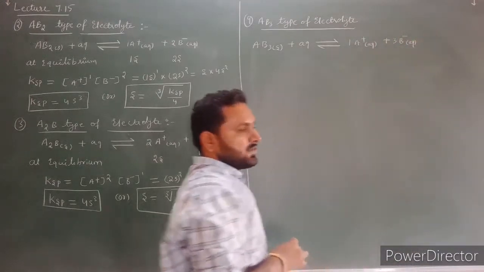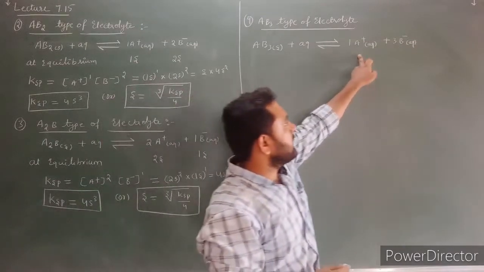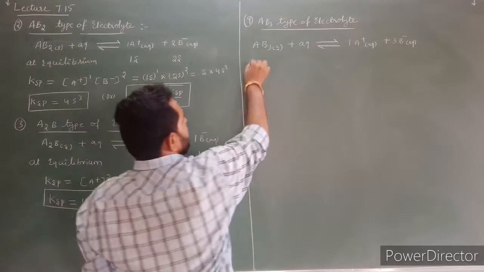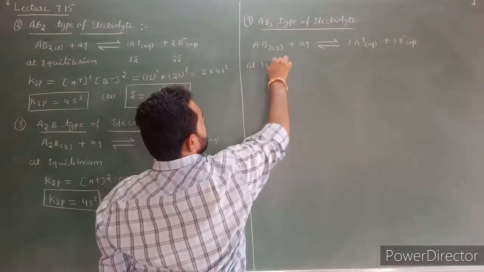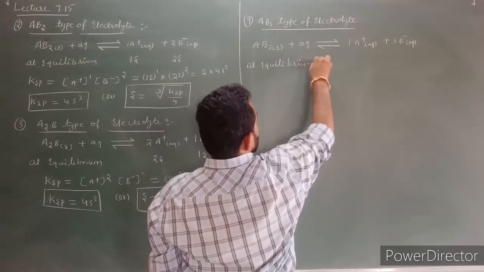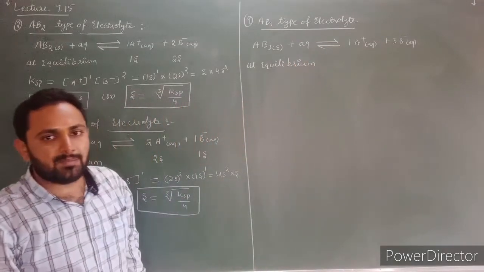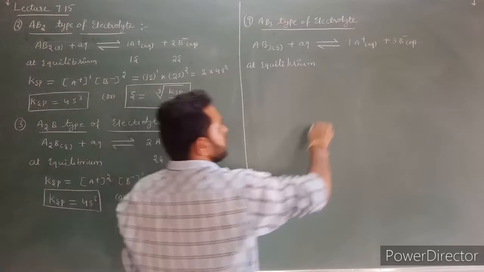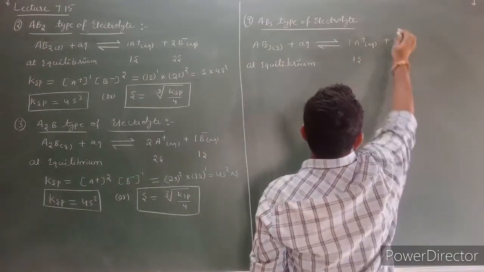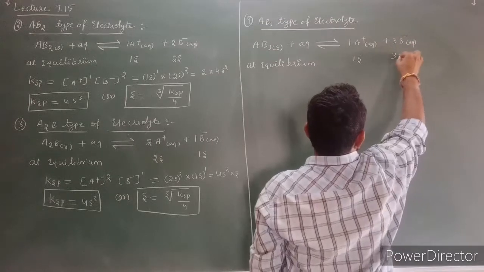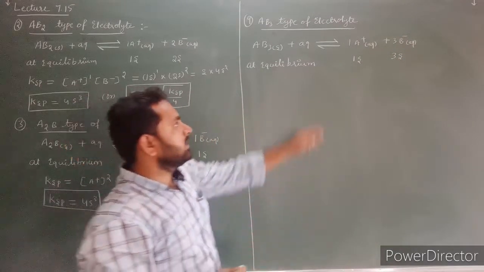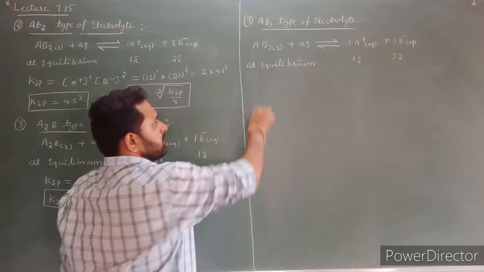Now let us write solubility for A plus ions and B minus ions at equilibrium state. At equilibrium, the solubility of 1 mole of A plus ion is equal to 1s. The solubility of 3 moles of B minus ion is equal to 3s. Next, let us write Ksp mathematical expression for this reaction.